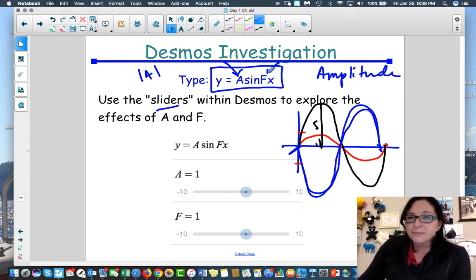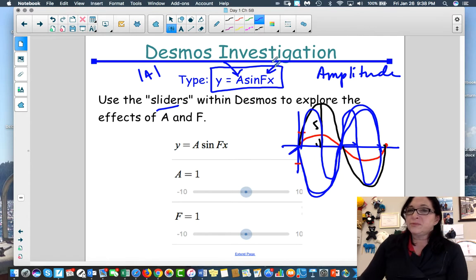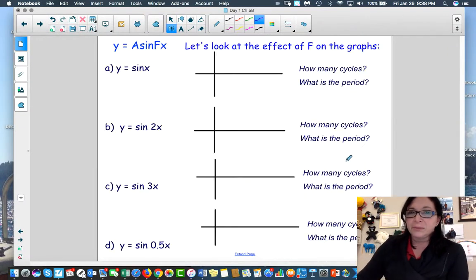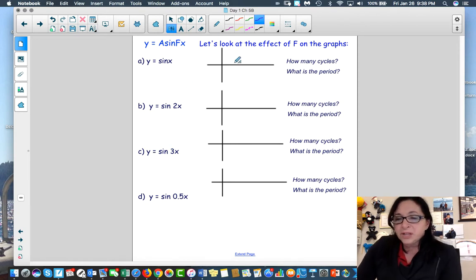Now the F is what we just talked about. That's the frequency, meaning I could have 1, 2 graphs, so that I could have 2 full sine waves in 360 degrees. So that'll change that value. So what you should do right now is basically plot all of these graphs on Desmos. And you can pause the video and then come back to it.